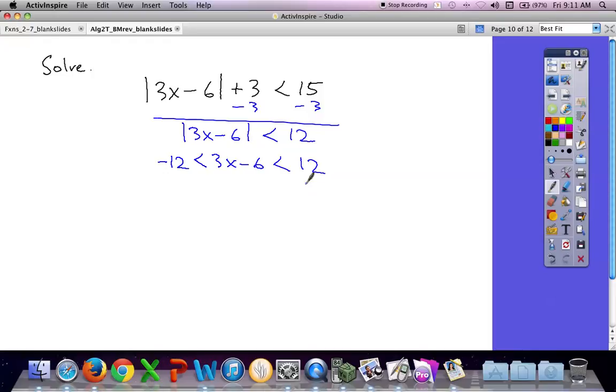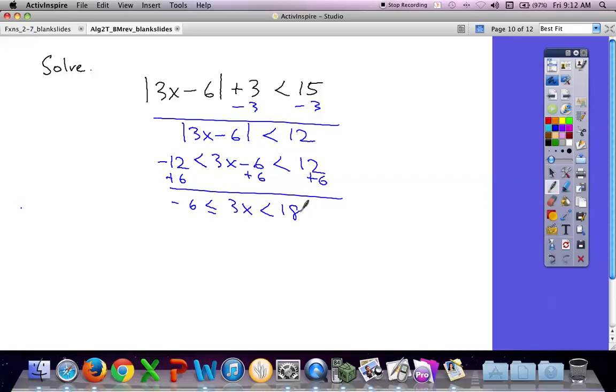And we should not be so uncomfortable with a 3-part inequality. It just means that this expression's values are in between negative 12 on the left and positive 12 on the right. Now, how do we solve a 3-part inequality? You're going to isolate the variable in the middle by doing operations to all 3 parts. Right? So plus 6, plus 6, plus 6. So we have negative 6 is less than or equal to 3x is less than 18.